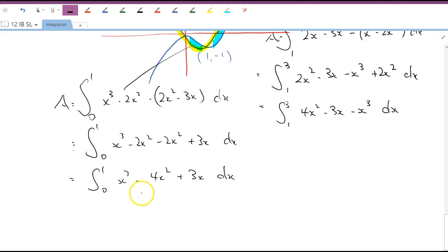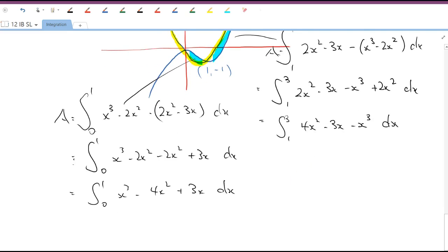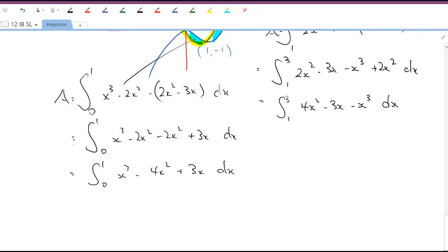Alright, so if we evaluate each of these integrals, then we will find the combined area. So we'll do that, then we'll have a look at it on the calculator and check our answers. I'll just pause while we do that.